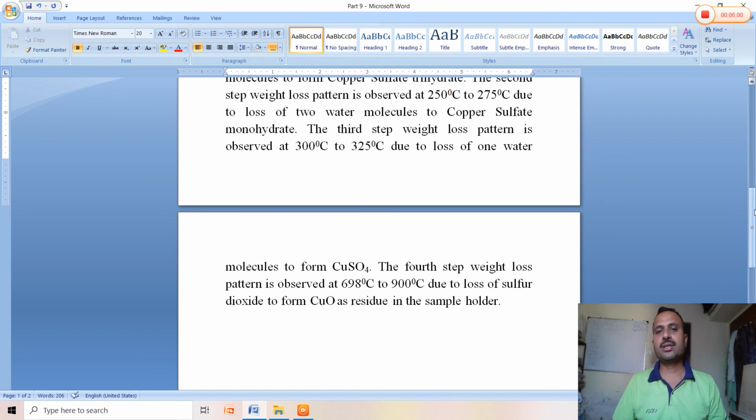So this is all about the calcium oxalate monohydrate and copper sulfate pentahydrate TG curve analysis and their information.